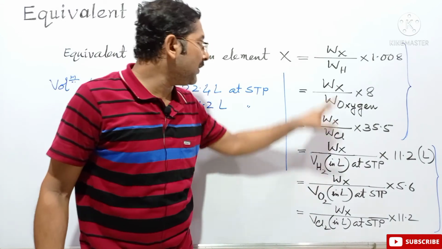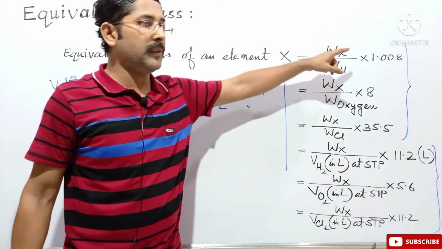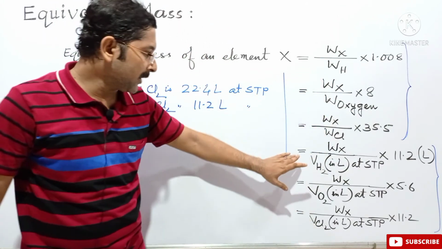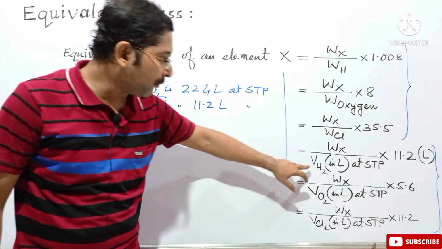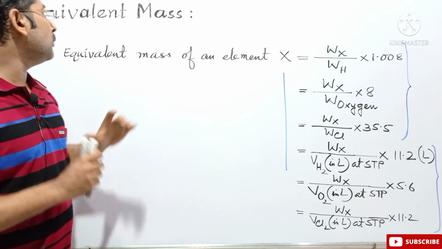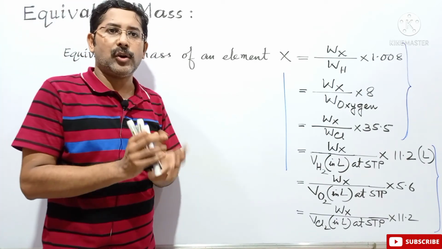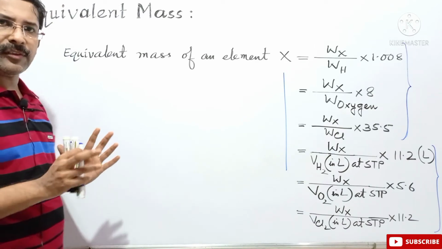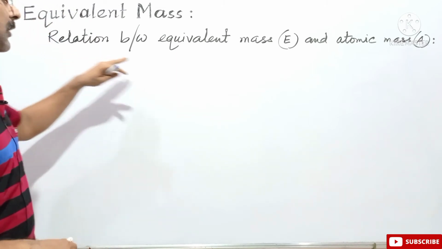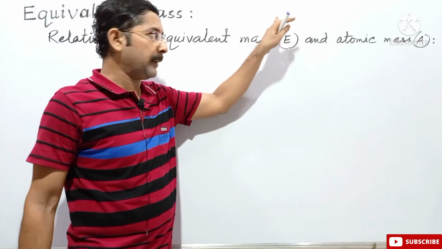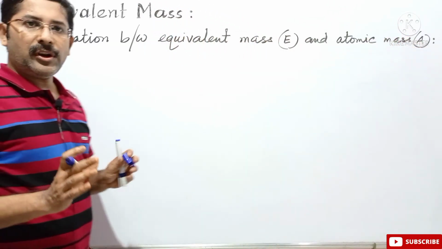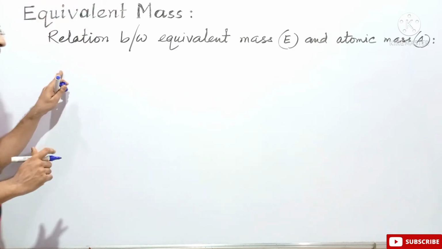So we can apply the first 3 equations when the mass of the element and mass of hydrogen, oxygen or chlorine have been given, and we can apply the last 3 equations when the volume of hydrogen, oxygen and chlorine have been given, okay. Now we will learn how the equivalent mass is related to our known parameters like atomic mass, molecular mass, etc. Now we will derive the relationship between equivalent mass, represented by capital E, and atomic mass, represented by capital A, right. So let us start from the definition of valency.